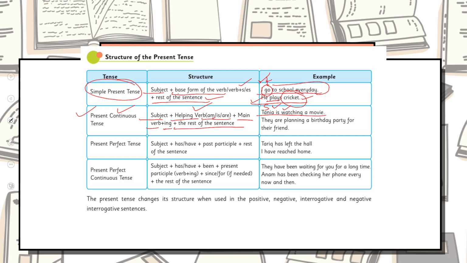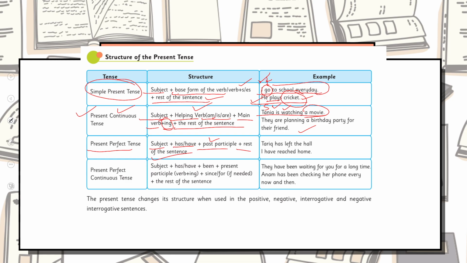Watching. Watch is our main form of verb, plus you add ing with it, just as we talked about in the structure, and then the rest of the sentence, a movie. So this is how you make a present continuous tense. You can see this example as well. It's the same. For present perfect tense, you add your subject plus has or have according to the subject, plus your past participle, the past form of the verb, plus the remaining sentence.